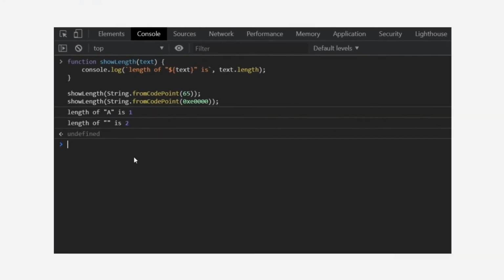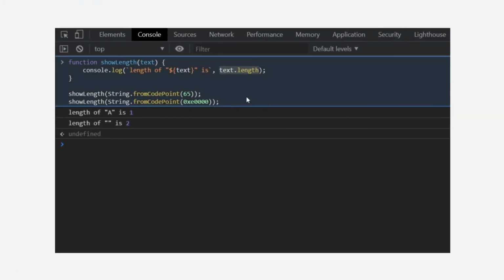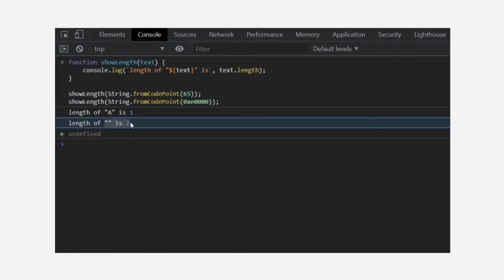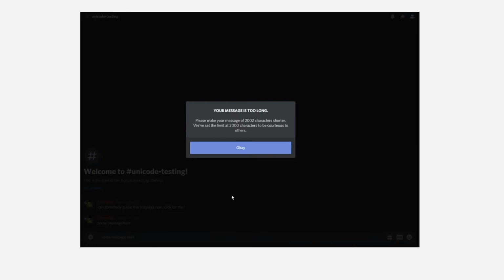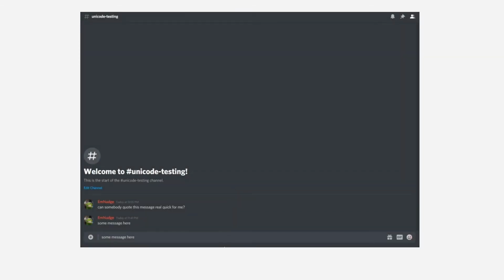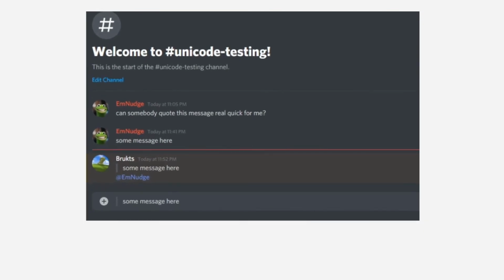Discord uses .length to find the message length, and so our invisible characters falling into the astral plane count for twice as many. I wrote some code to inject these characters into some text, and I was able to create an unquotable message. Since it was already at the character limit, adding that quote bar to the left was one too many. Truly unquotable. Right? It turns out that people were still able to quote it, despite me being unable.